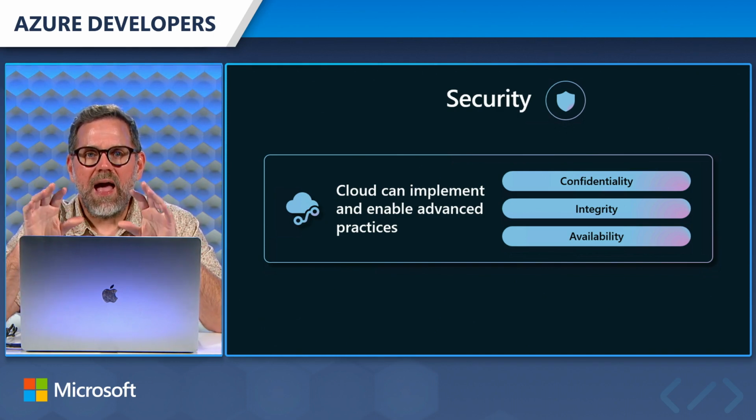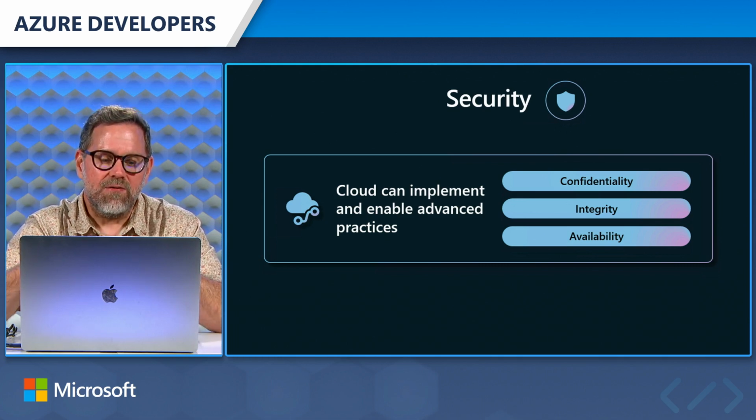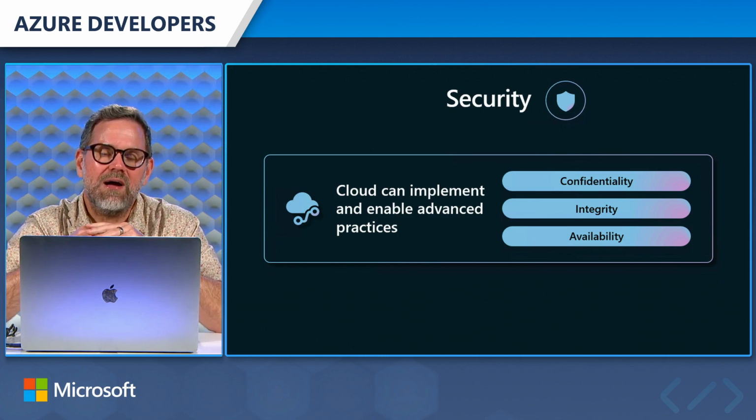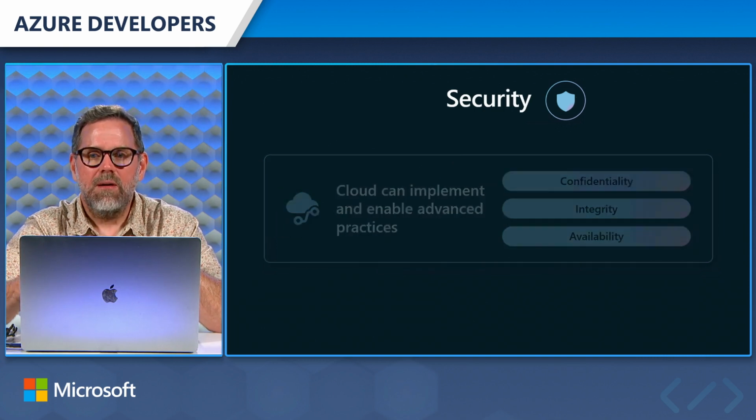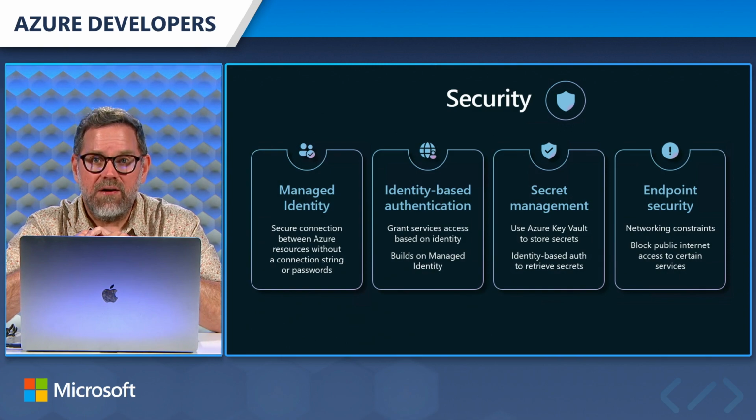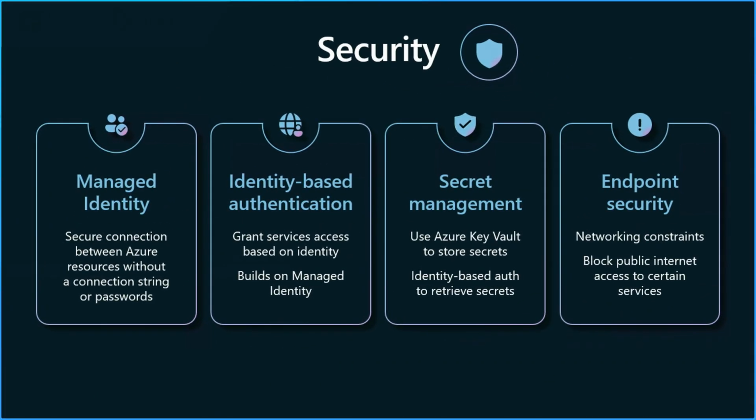And when you move your app to the cloud, app services like Azure enable you to express these best practices more easily than before if you had to implement them yourself. So the cloud can implement and enable these advanced practices in an easier to accomplish format than what you could by yourself. And so four areas that we cover in the Reliable Web App Patterns are, one, managed identity.